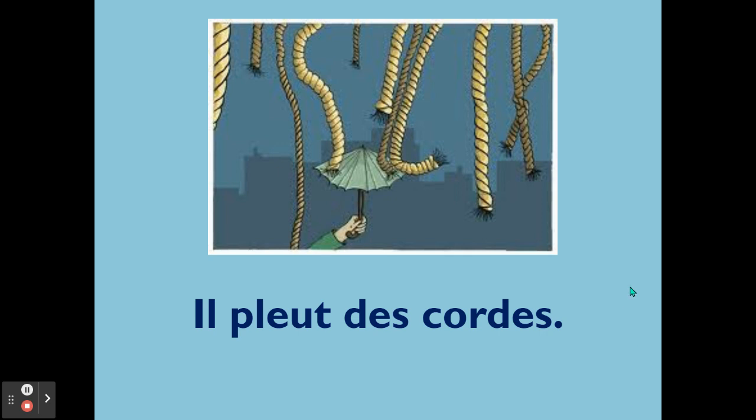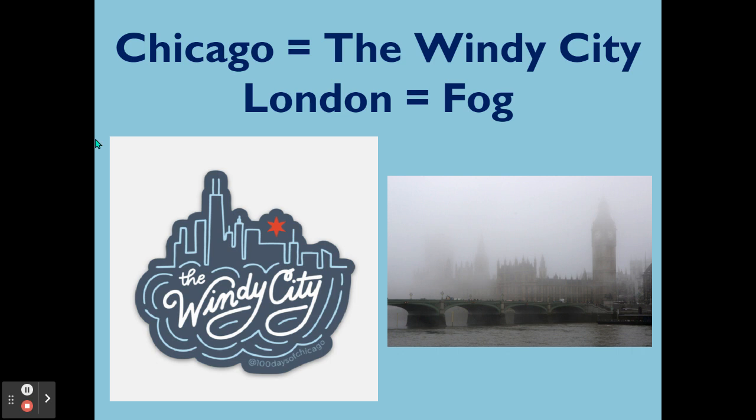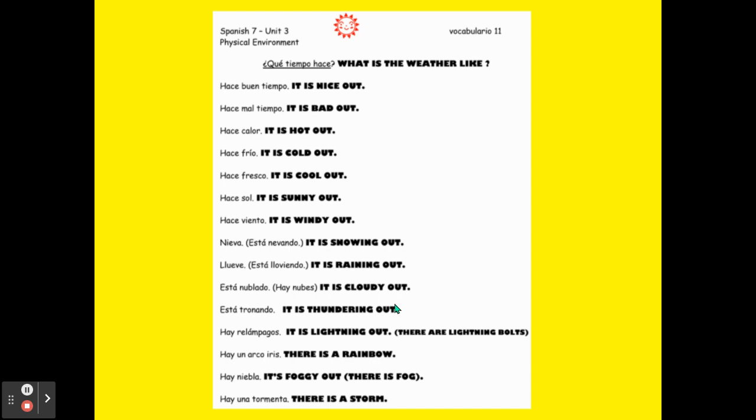Il pleut des cordes. Okay, and just as a reminder, Chicago is known as the Windy City. So if there's a question about what's the weather like in Chicago, it's windy. And London is known for fog. All right, there's this big thing in history about the smog and fog in London back in the 50s. So when I ask what's the weather like in London, say it's foggy. All right, and then you have your vocab 11 with all the weather on it. You can use it as a reference.